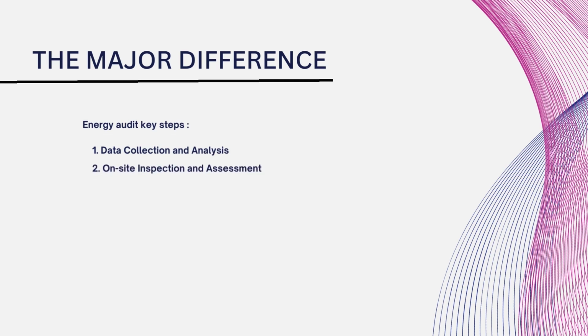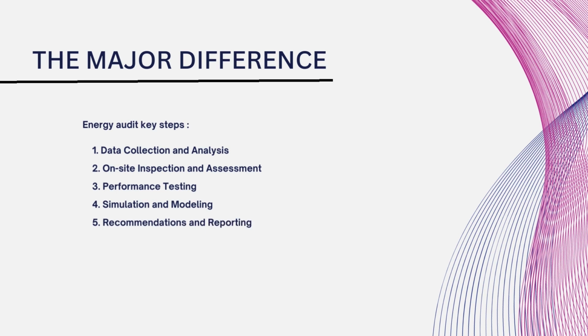Under this category, gathering and analyzing relevant data including utility bills, building plans, occupancy patterns, equipment specifications and historical energy consumption. Next is on-site inspection and assessment. Conducting a detailed physical inspection of the facility to identify energy waste, energy efficient opportunities and potential upgrades to systems and equipment. Next is performance testing. Using specialized instruments and tools to measure energy consumption, air quality, thermal performance, lighting levels and other relevant parameters.